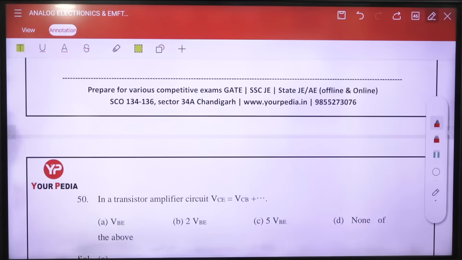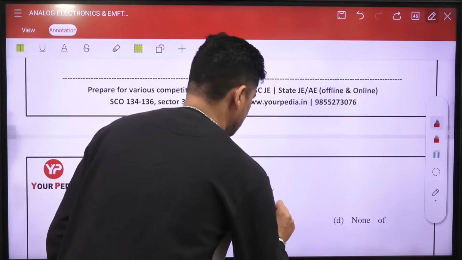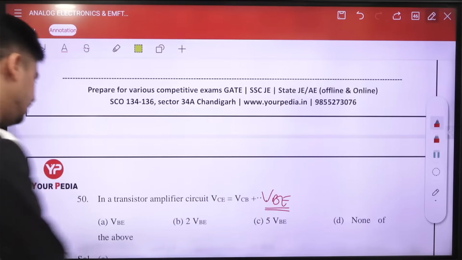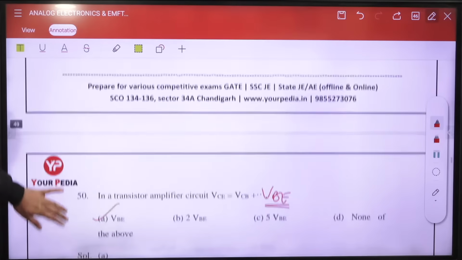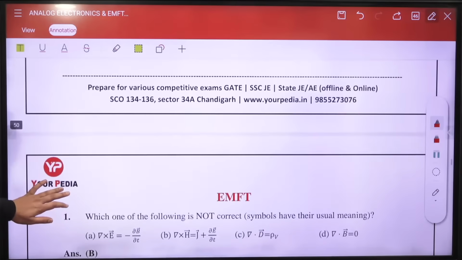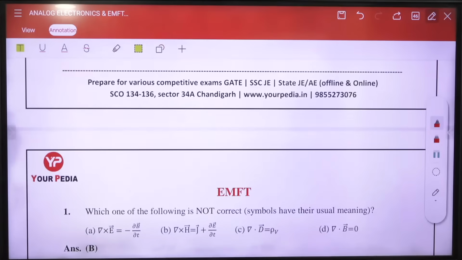Yes, A. That is VBE. Good. So answer will be A for this one. Now next 50 questions from EMFT. Yes. Let's start with this one.